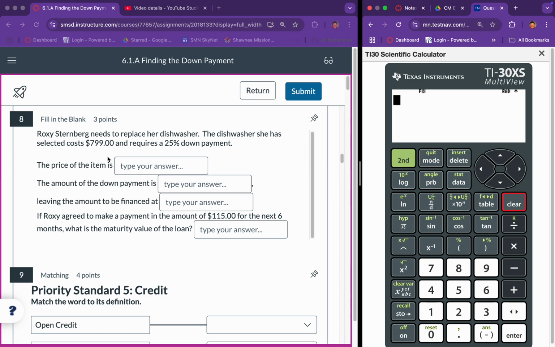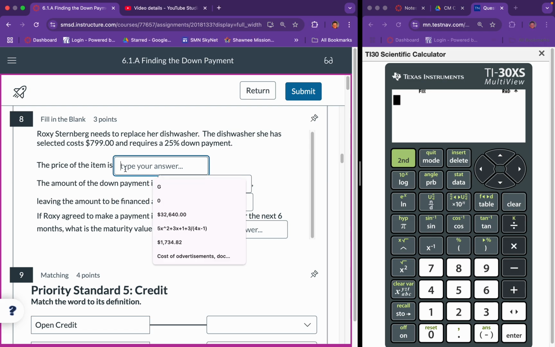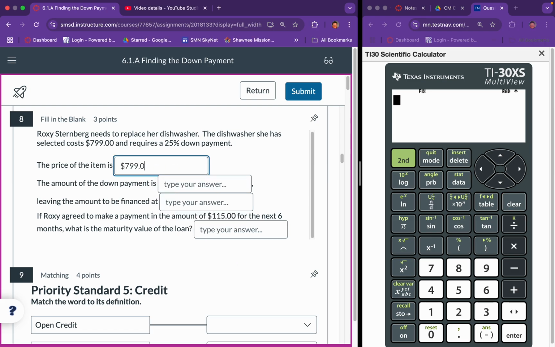The price of the item is $799.00. That's just pulling the information from the question. Put that in there. That's a free point. Think of it that way.